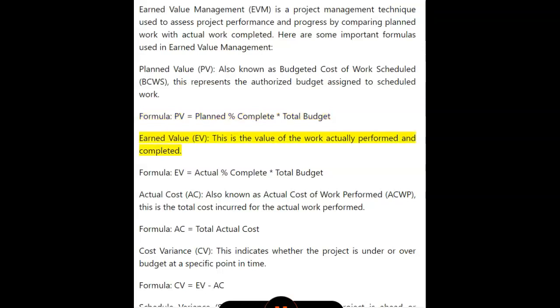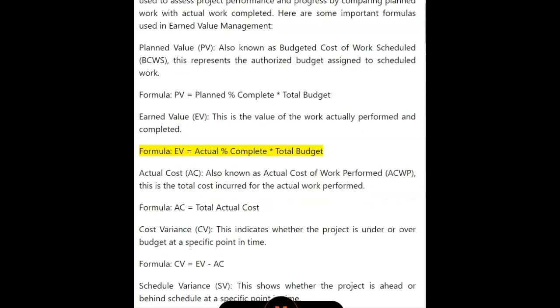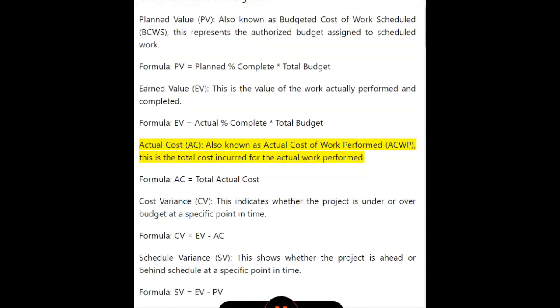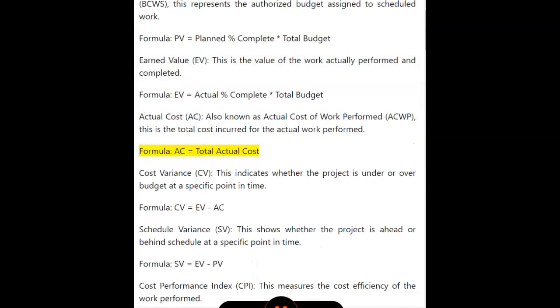Earned value, EV. This is the value of the work actually performed and completed. Formula: EV equals actual % complete * total budget. Actual cost, AC, also known as actual cost of work performed, ACWP. This is the total cost incurred for the actual work performed. Formula: AC equals total actual cost.